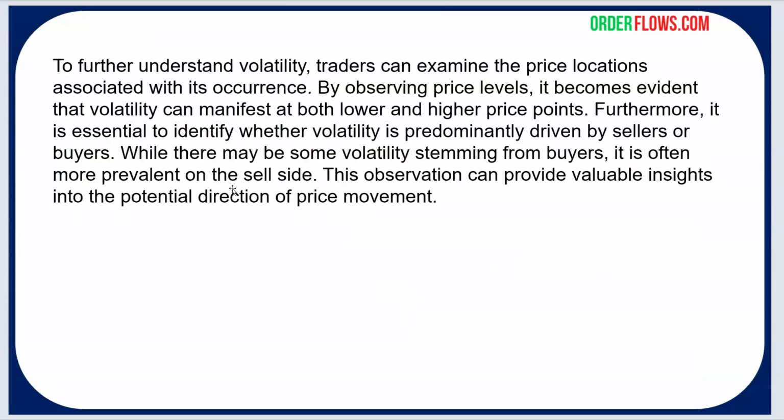So to further understand volatility, traders can examine the price locations associated with its occurrence. By observing price levels, it becomes evident that volatility can manifest at both lower and higher price points. People think that if the market's volatile, it's going to go higher. No, it can also go down. So furthermore, it's essential to identify where volatility is predominantly driven by sellers or buyers, right? Who's in charge of this volatility? Who's driving it, basically? So while there may be some volatility stemming from buyers, it's often more prevalent on the sell side, right? You see this a lot, right?